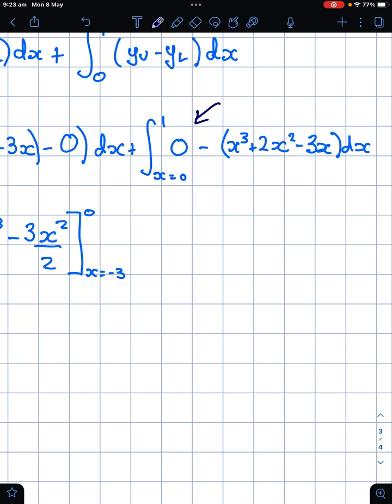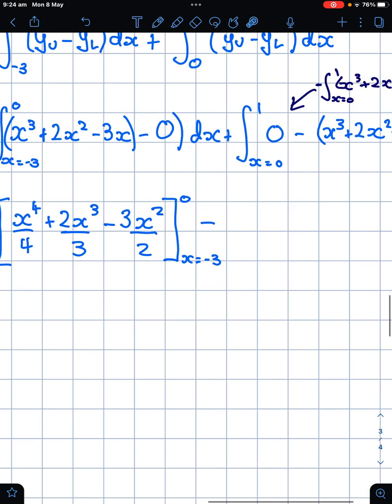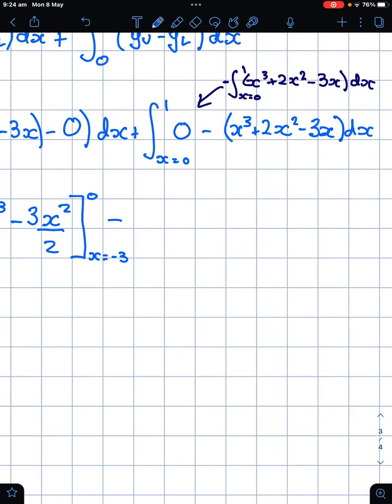This can be rewritten as the integral from x equals 0 to 1 with a negative sign out the front, and then it's x cubed plus 2x squared minus 3x, all with respect to x. And this means it's the same. The reason this is really handy is it means if I just put a negative sign out here, these two integrals are the same.